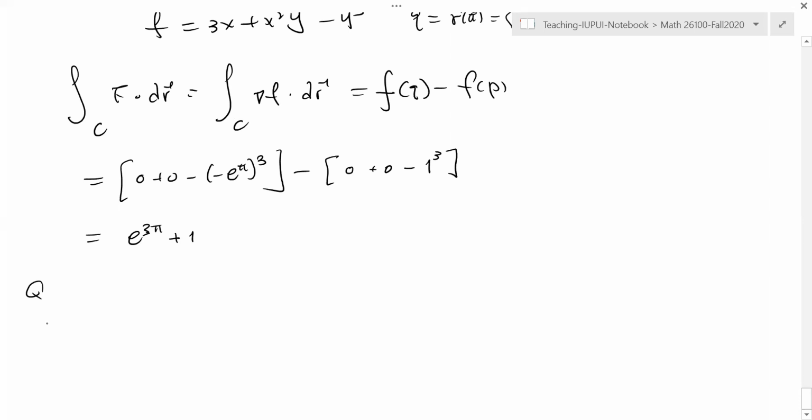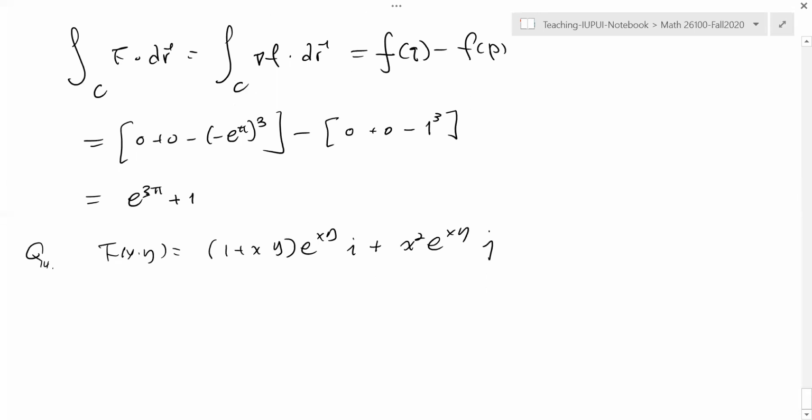Let's say problem number 14. The vector field is in 3-dimensional space, with components e to the xy times (1 plus xy) i, and x squared e to the xy j. I want to check whether this is conservative before I spend time on it.